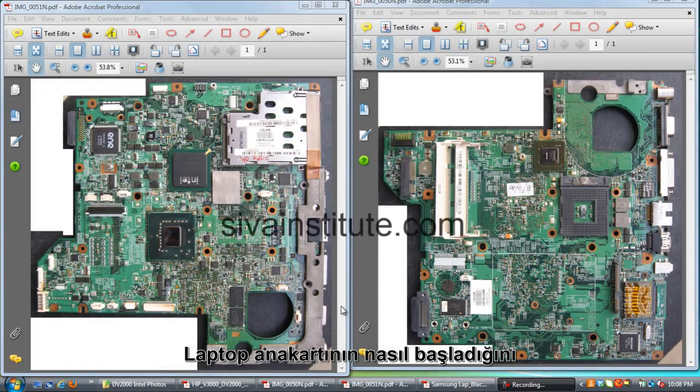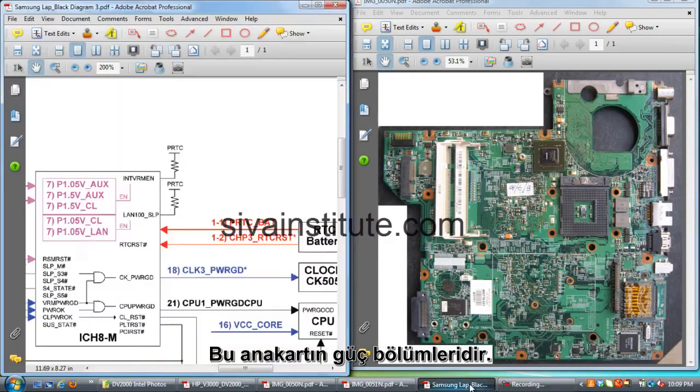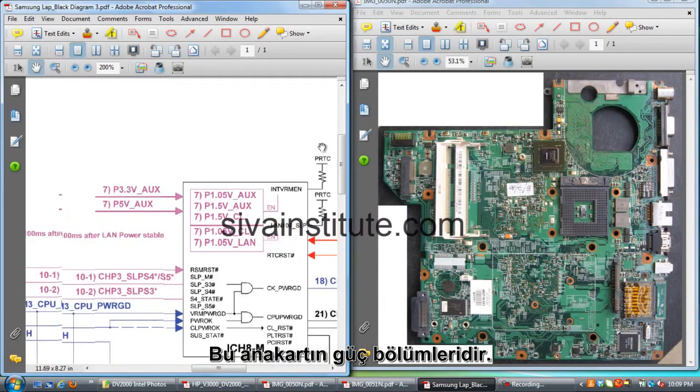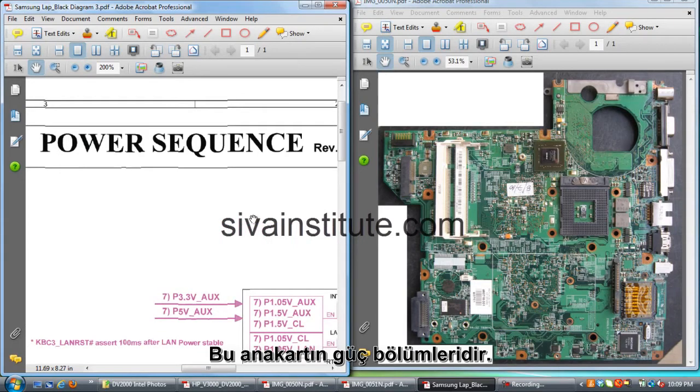Now I will explain here how to start a laptop motherboard. First you should know the laptop power sequence. That means how to start step by step. See here, this is the power sequence of a laptop motherboard.